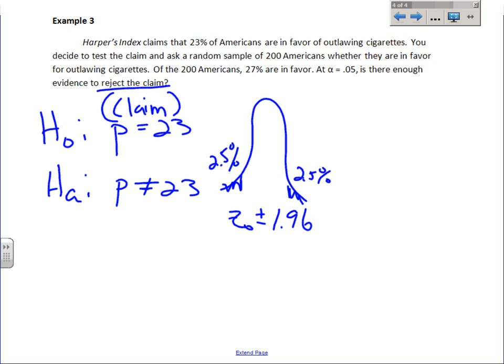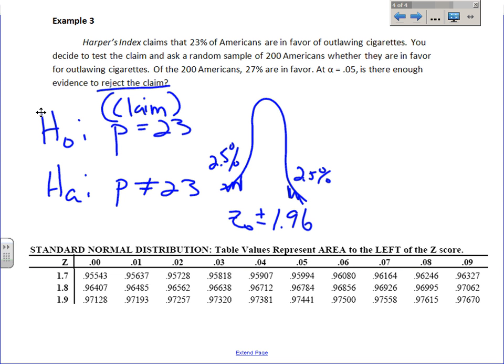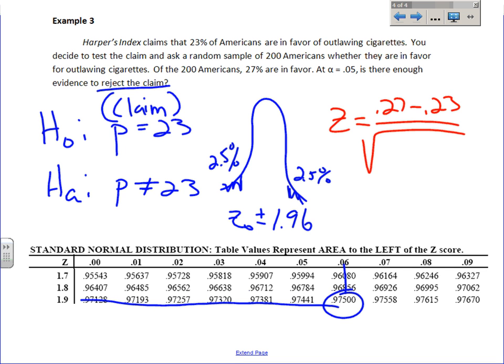Again, it's one of those more popular ones. That happens a lot, but if you were looking for it, I would have actually looked for the 97.5 total to the left, and that's right in here because it is the most common, and you put those together, and there's your 1.96. Then you go get Z, and what do we got? 0.27 minus 0.23 over the square root of 0.23 times 0.77 over 200. In this case we know we're not looking at the negative, we're looking at the positive, and what do we get?